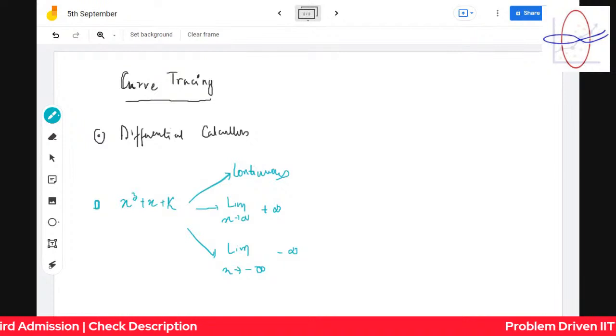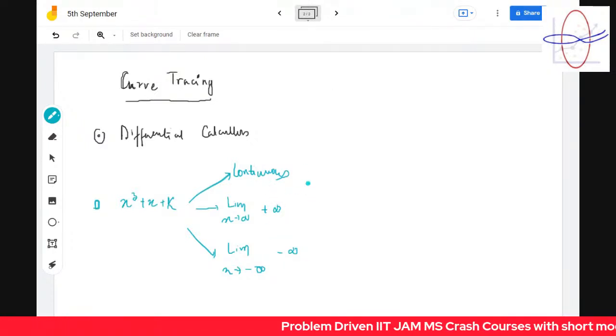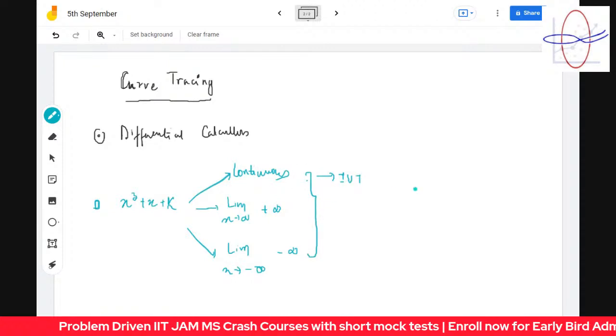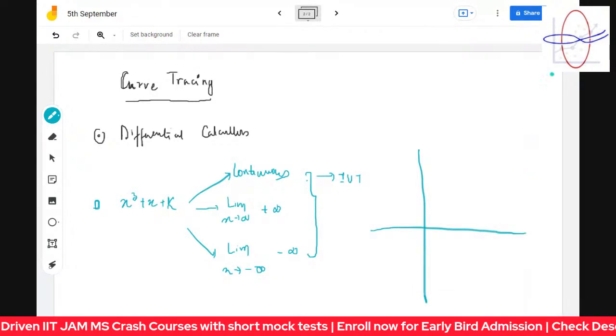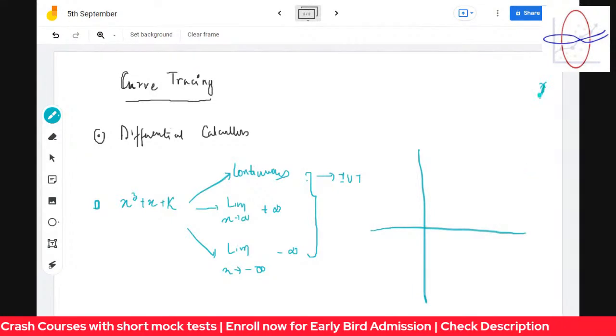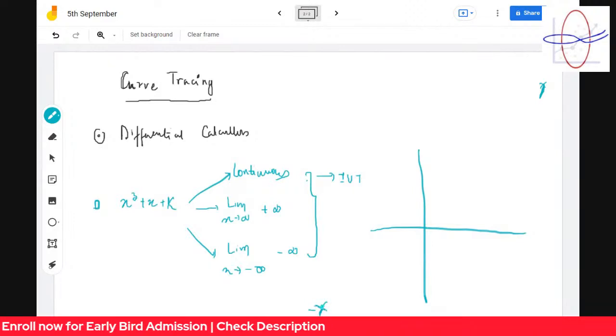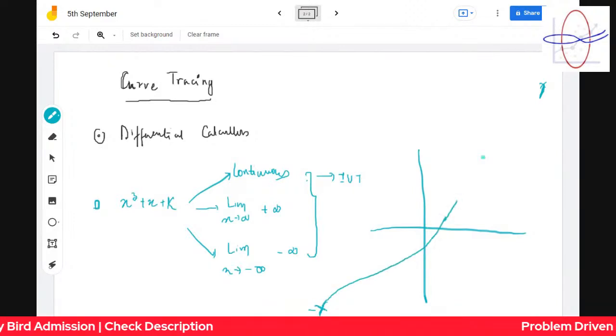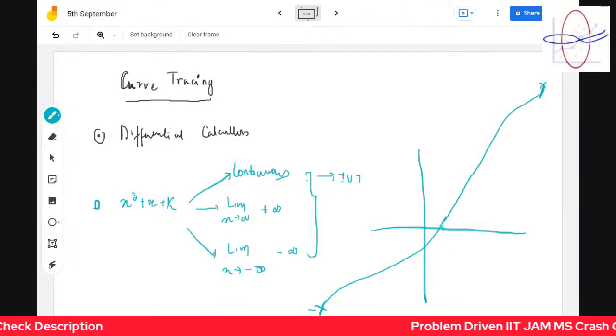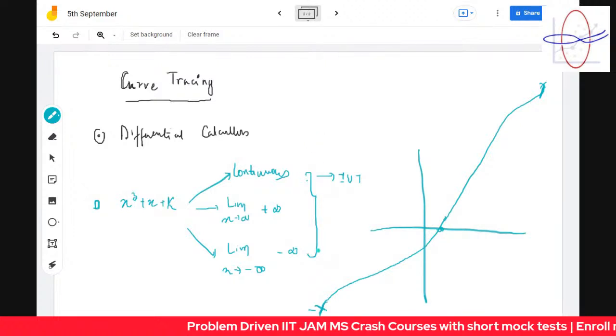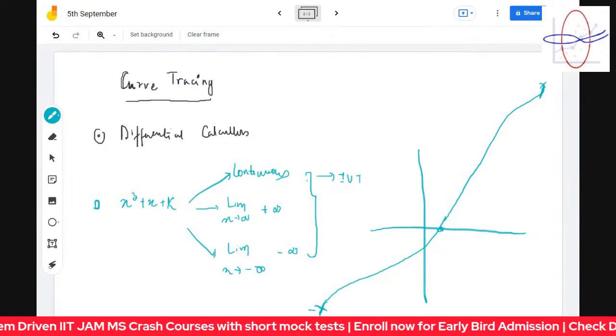So the main question is, how does this function behave? Using these three properties and the intermediate value theorem, we can say that if a function takes a positive value somewhere and a negative value somewhere, then in between it must take at least a zero value, because it's a continuous function. That's the application of the intermediate value theorem, to understand that there exists at least one root of the function.